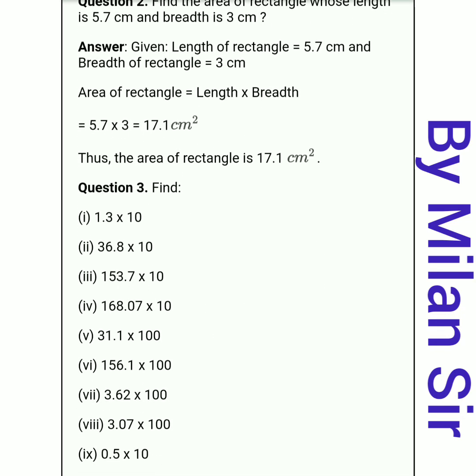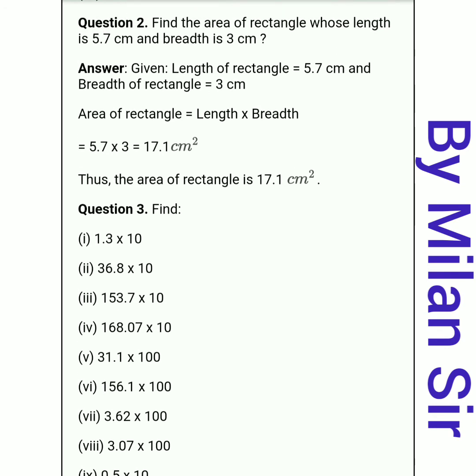Then question number 2. In question number 2, first of all read the question. Find the area of rectangle whose length is 5.7 centimeter and breadth is 3 centimeter. So first of all, what is the area of rectangle? Here we need to find the area of rectangle. So area of rectangle is equal to length multiply breadth. The formula of area of rectangle is equal to length multiply breadth.